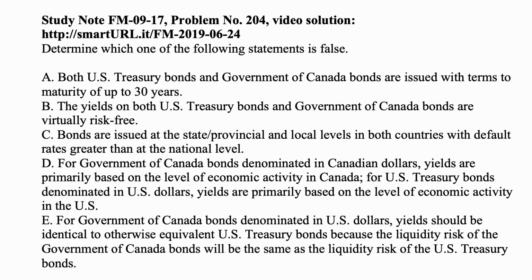And for Government of Canada bonds denominated in Canadian dollars, yields are indeed primarily based on the level of economic activity in Canada, and for U.S. Treasury bonds denominated in U.S. dollars, yields are primarily based on the level of economic activity in the U.S. And for this last part, you may be surprised because we're talking about bonds denominated in U.S. dollars for both countries. So Canada is basically risk-free. They will pay back what they borrow.